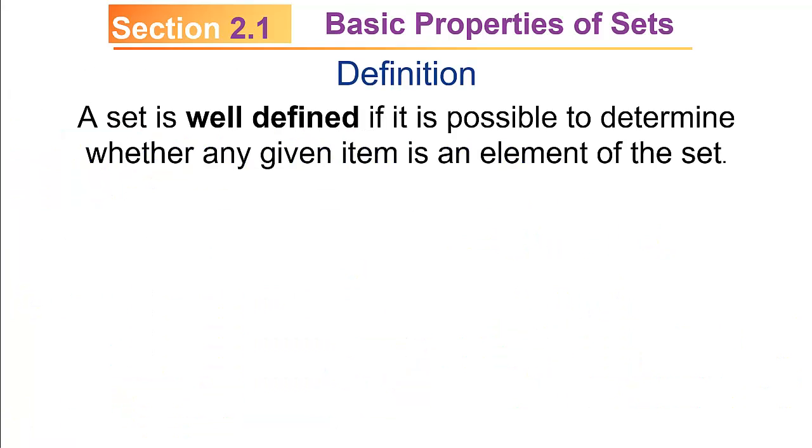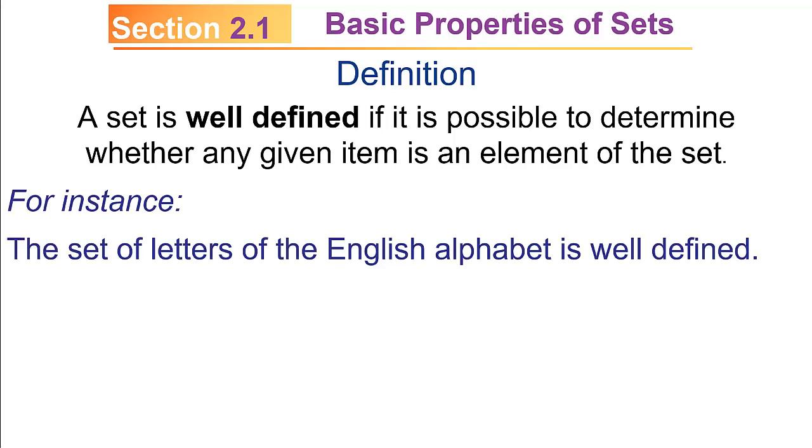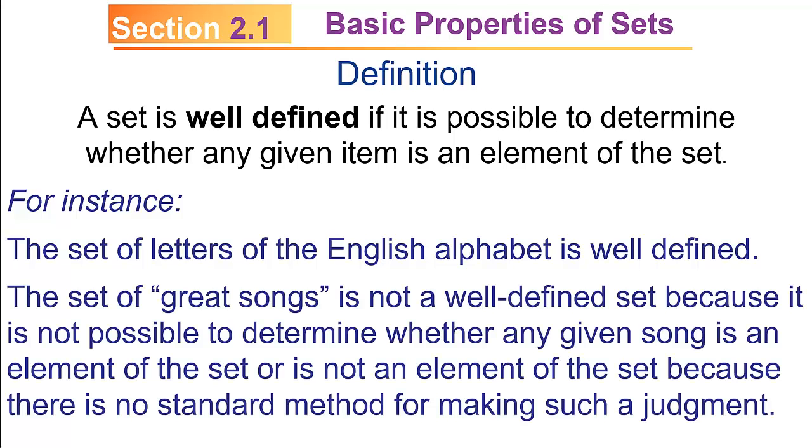There's also a term called well-defined when we're talking about sets. A set is well-defined if it's possible to determine whether any given item is an element of the set. And the best way to illustrate it is through some simple examples. If I said the set of letters of the English alphabet is well-defined, you should say, yes, that's right, because I can tell you whether anything that you flash in front of me is in that set or not. But if I say the set of great songs is well defined, you might pause with that, because the set of great songs, how do you decide if a song is in it or not?